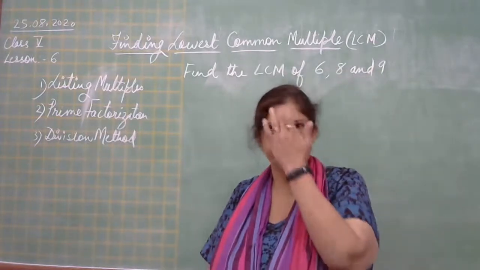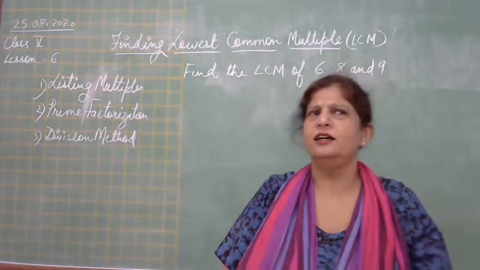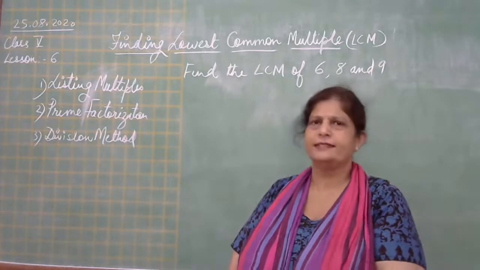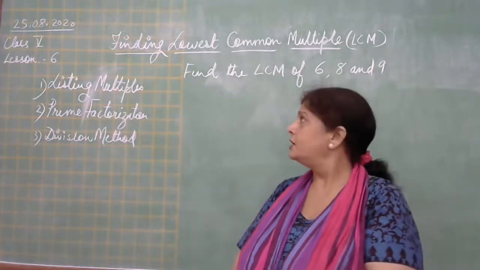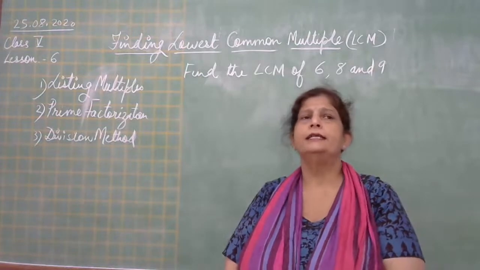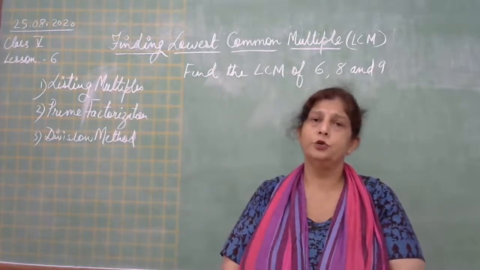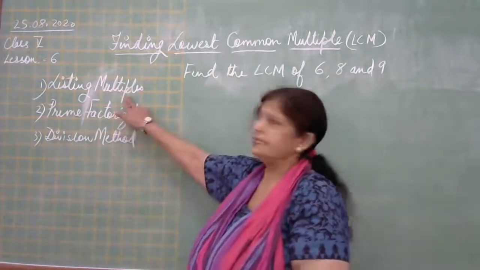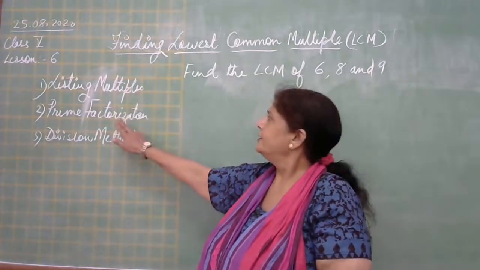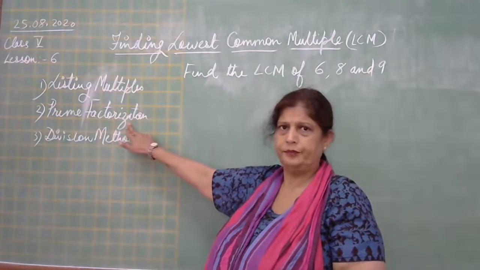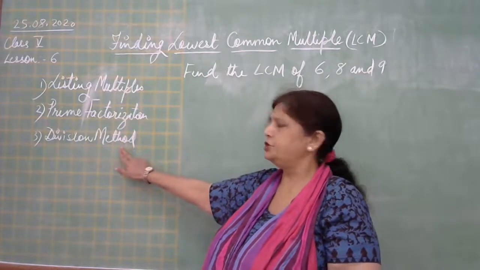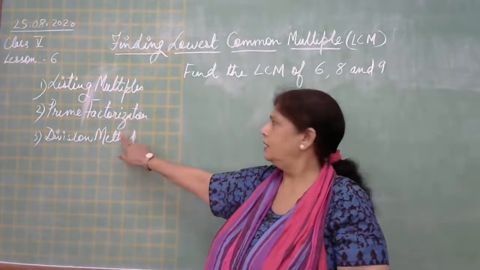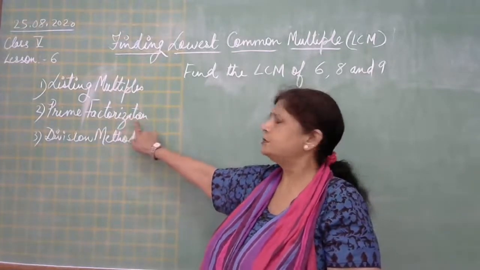Now let us start with it. Children, though in your book I think only one method is discussed, that is listing multiples, I'll teach you how to find lowest common multiples using different methods. First is the listing multiples method, second is prime factorization method, and third one is division method. By these three methods, we will learn how to find LCM.